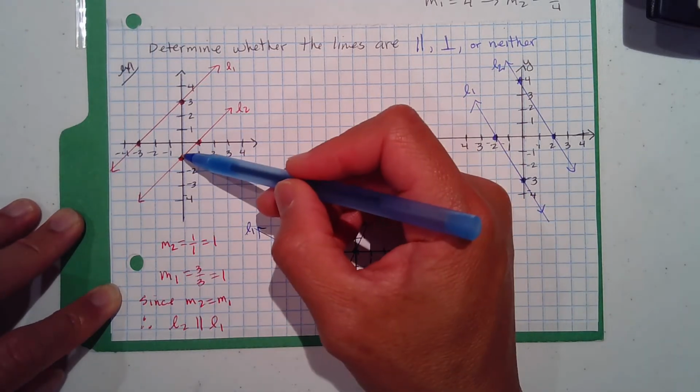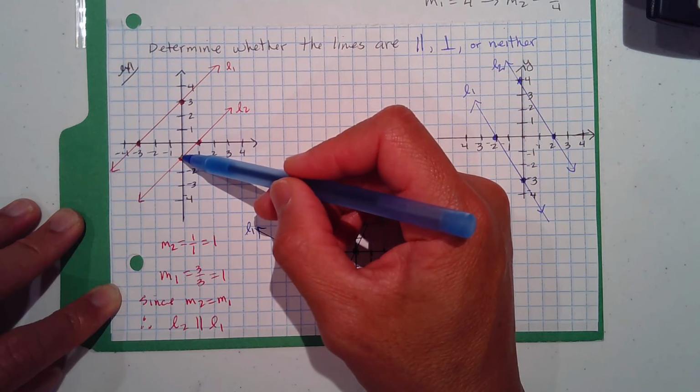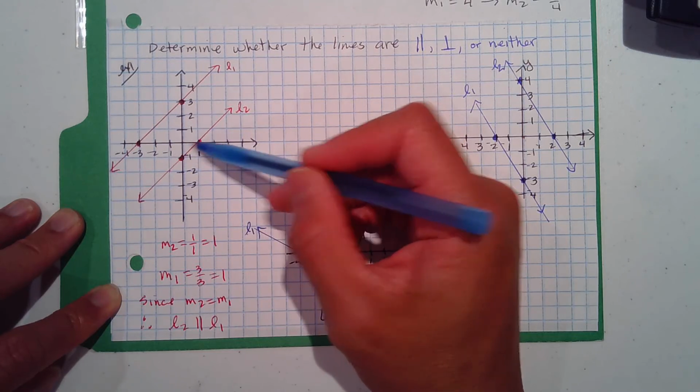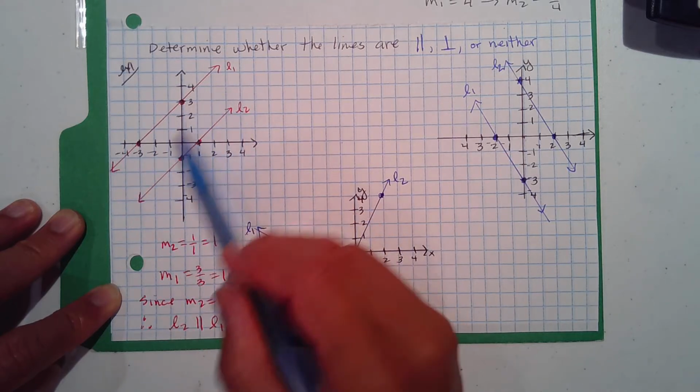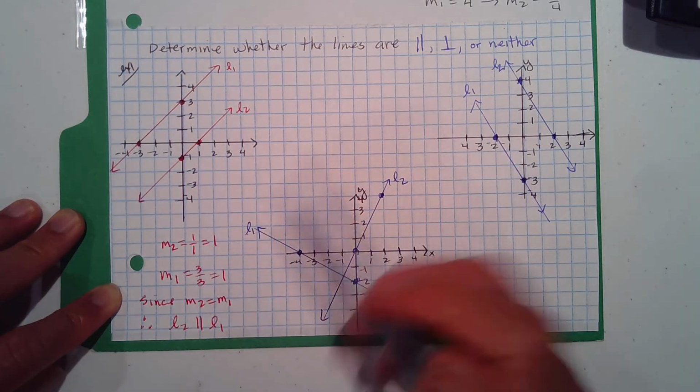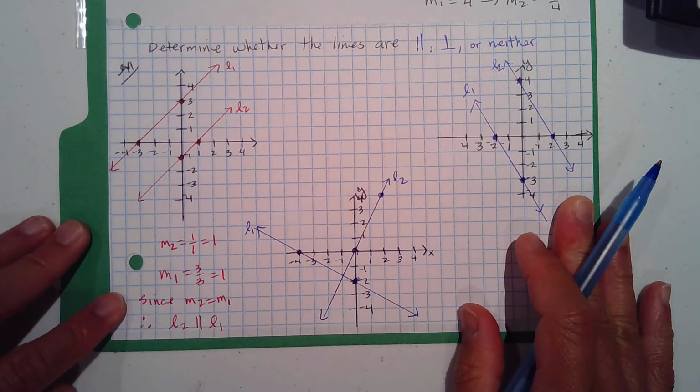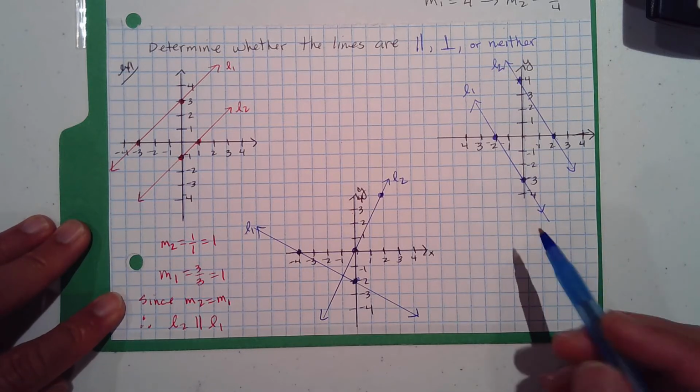And again, all I did was find the slope by going up or down, right or left. Make sure that you notice when the lines are increasing, the slopes are positive. Later on, you're going to need that concept in calculus.